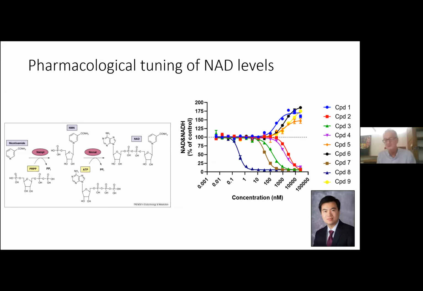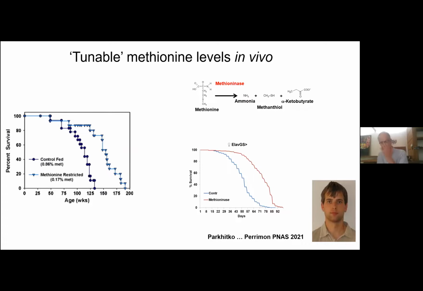As you can see here, a series of compounds that we've generated have different efficacies, but allow us, using a pharmacological agent, to manipulate NAD levels by using a small molecule to regulate the activity of rate-limiting enzymes in a certain biosynthetic pathway. These might be useful to dissect how NAD might modulate some of the effects of caloric restriction.